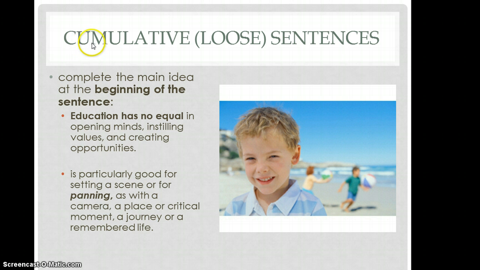Now, in arrangement there are what are called loose sentences, or cumulative sentences. You'll probably be asked to identify one of these on the AP exam. This is a sentence where you complete the main idea at the beginning of a sentence and then kind of ramble on afterwards. My example here is "Education has no equal." That's the main idea. And then you have "in opening mind, instilling values, and creating opportunities." That's just kind of like the fluff at the end of a sentence. It's good for setting a scene. As you can see in the picture, I'm focusing on this kid up front, not so much on the kids in the back.